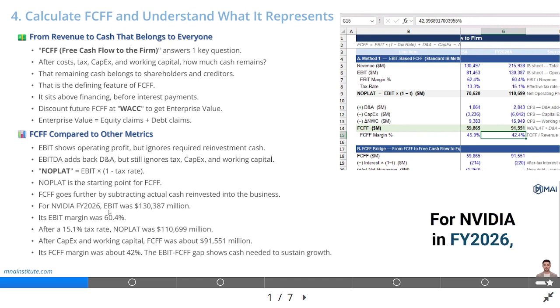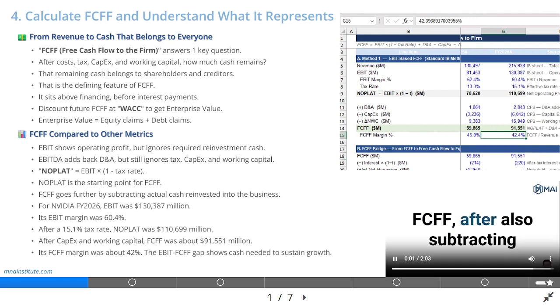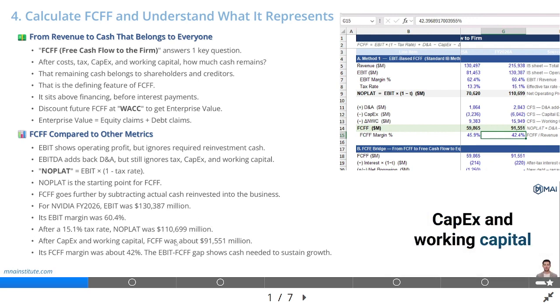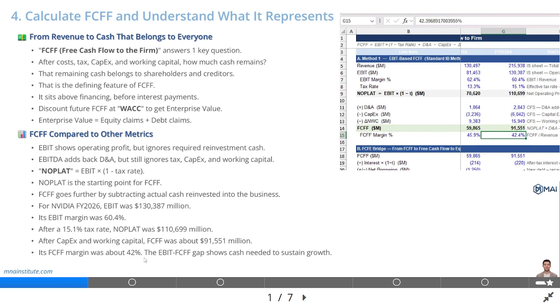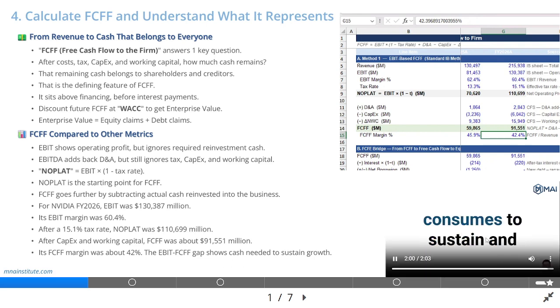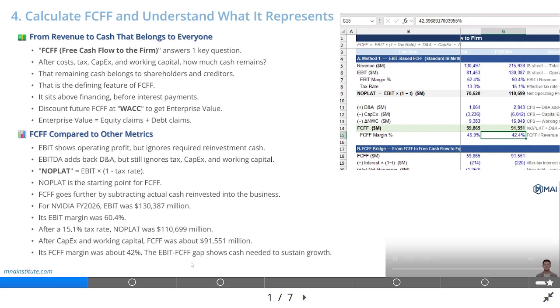For NVIDIA in FY 2026, EBIT was $387 million, and EBIT margin was 60.4%. After applying the 15.1% effective tax rate, NOPLAT comes to $110,699 million. FCFF, after also subtracting CapEx and working capital movements, was approximately $91,551 million, representing an FCFF margin of about 42%. The gap between EBIT and FCFF reveals how much cash the business consumes to sustain and grow itself.